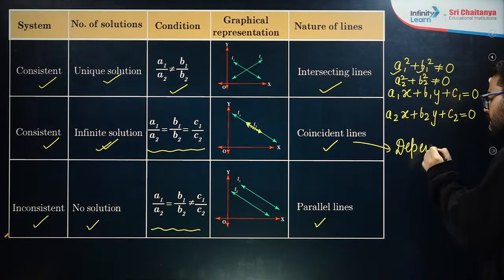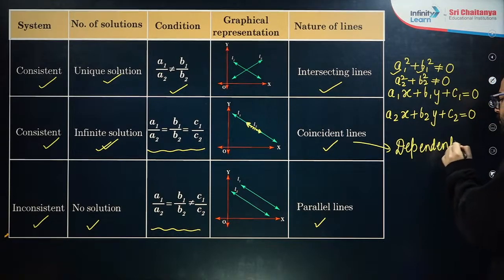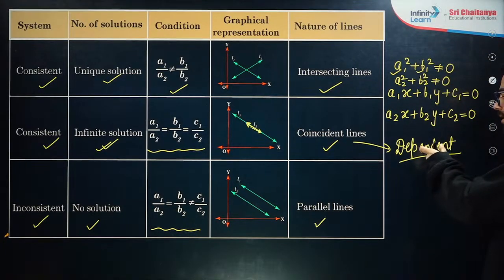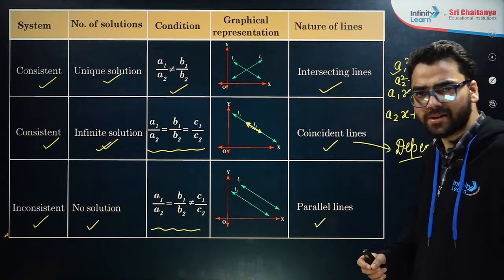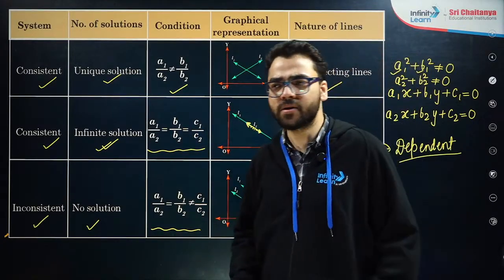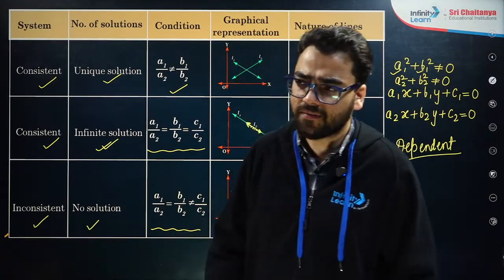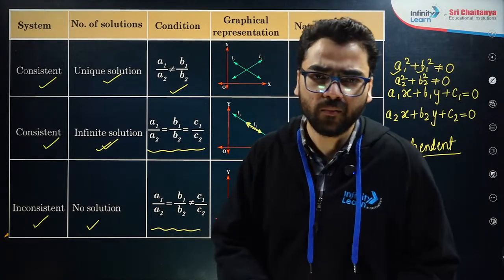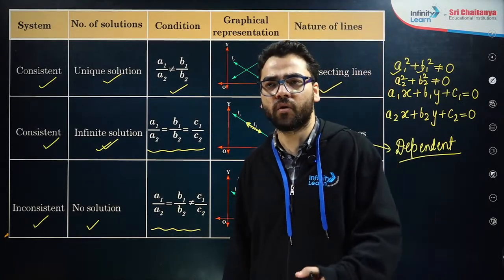Okay, when coincident lines are there, you just have to use this term, dependent equations. So when they use this name, dependent, you have to understand that they are talking about coincident lines or infinite solutions, and obviously you can use A1 by A2 is equal to B1 by B2 is equal to C1 by C2. I hope this is clear to every student in this session. Please confirm that quickly in the chat, guys, so that we can move on to the questions.